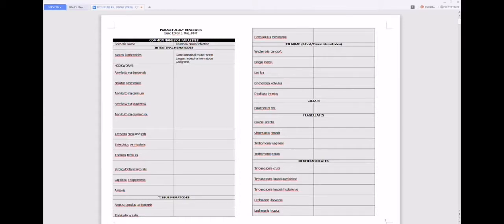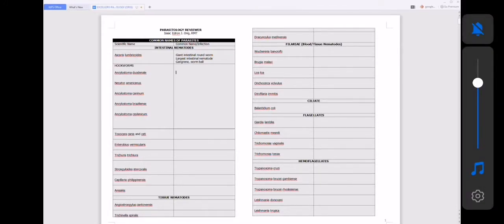And also, it can cause worm ball. So, di ba nakikita nyo sa Twitter or sa Facebook na there are people in which, pag labas ng kanilang, when you open their bowel or their intestines, you can see para siyang mga spaghetti and marami siya masyadong worms, adult worms. So that's what you call the worm ball.